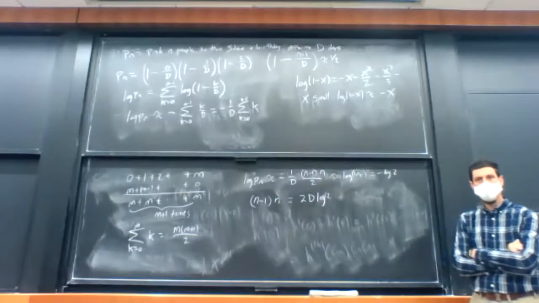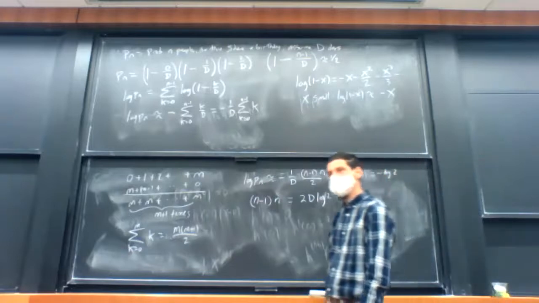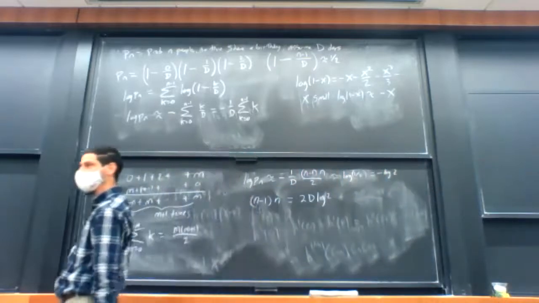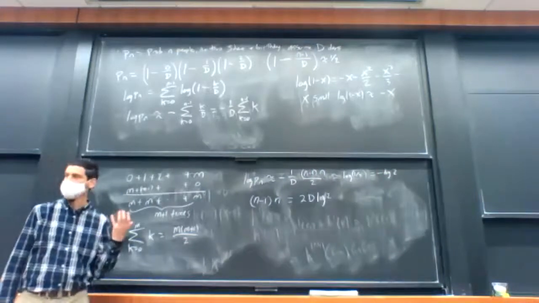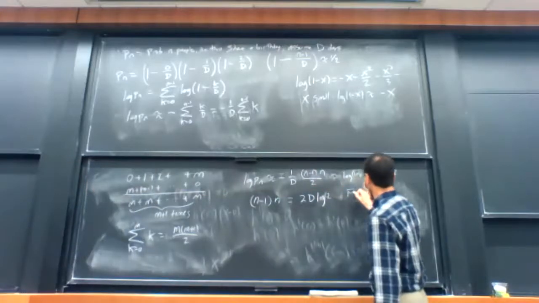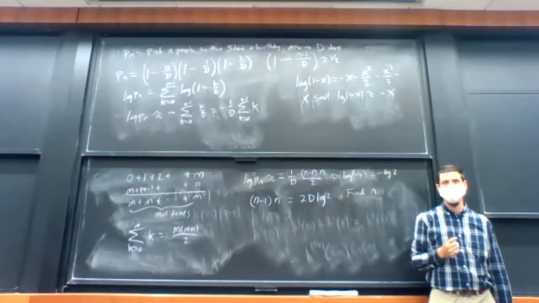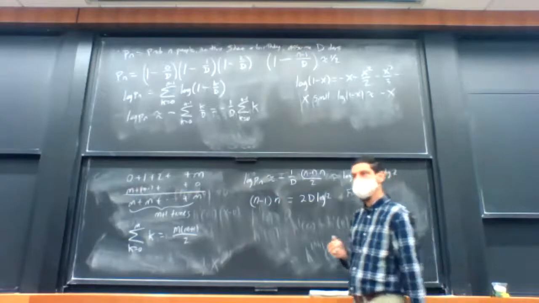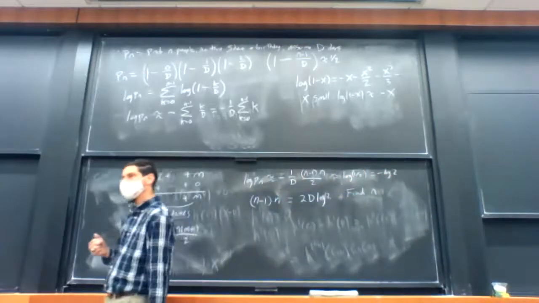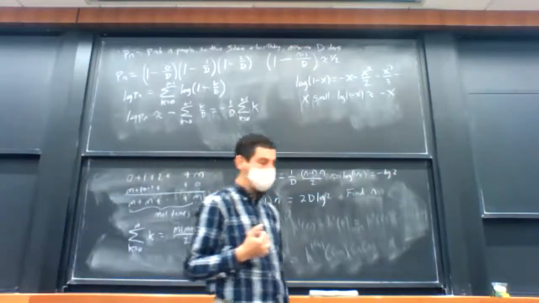How would we solve this? What could we do? How could we solve this? What are we trying to find? We want to find n, so find n. What kind of equation is this? It's a quadratic. How do you solve a quadratic? You could use the quadratic formula.